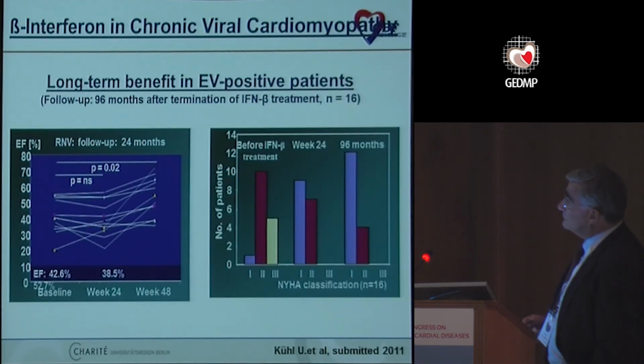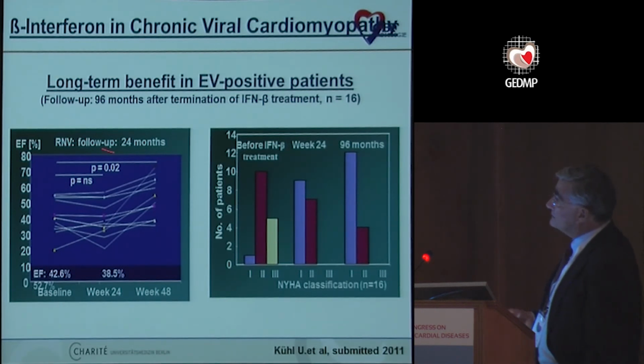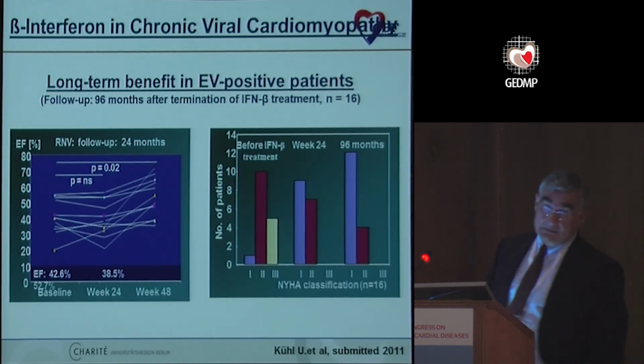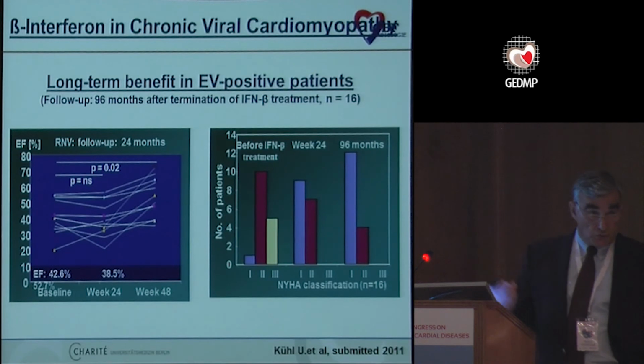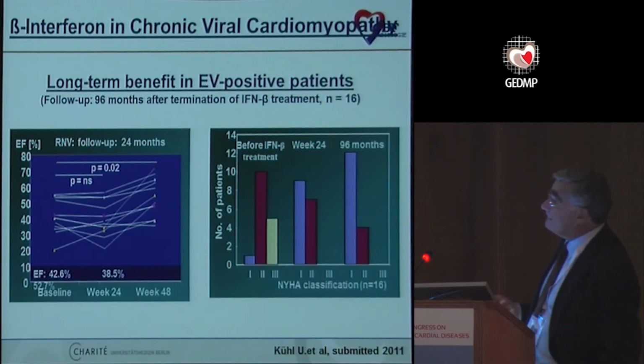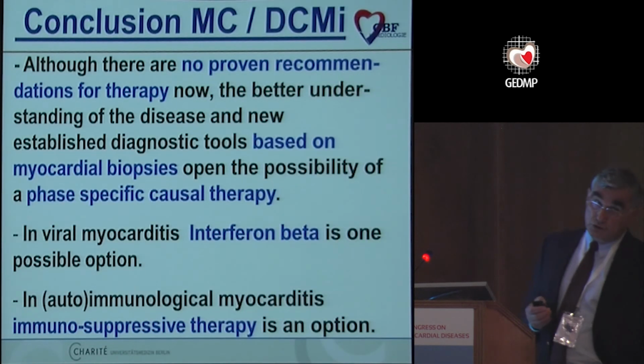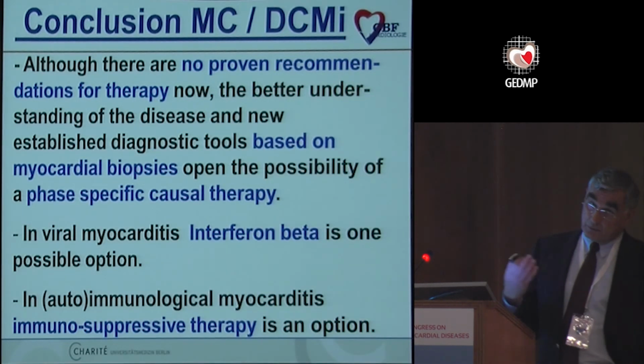And if you follow these patients even longer, this is a follow-up now over 96 months, then you can see that in the beginning there were in the cohort mainly NYHA classification 2 and 3, and in the follow-up after 96 months, there is no patient anymore in NYHA classification 3. Most of them are NYHA classification 1 and very few in 2. That means this is a long-term follow-up which shows you that interferon treatment, at least in entero and adenovirus positive patients, is very positive. I don't show you the data for the parvovirus because at that time when we made the study, the results were not significant.